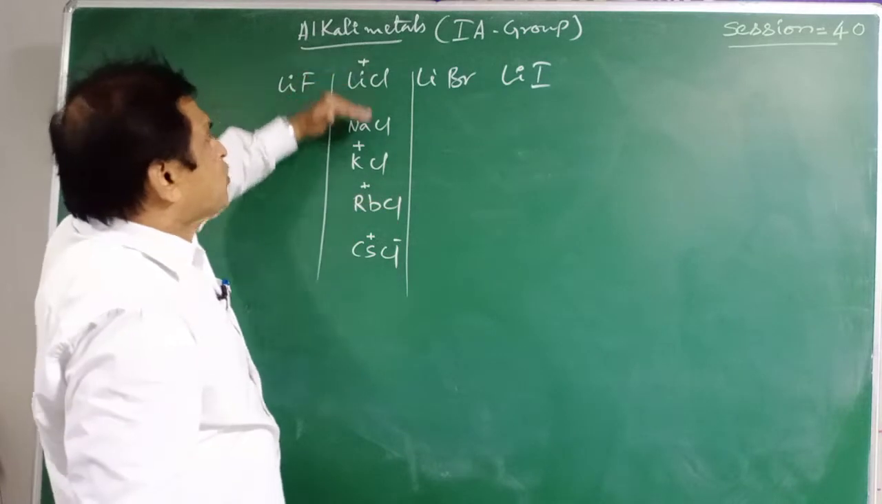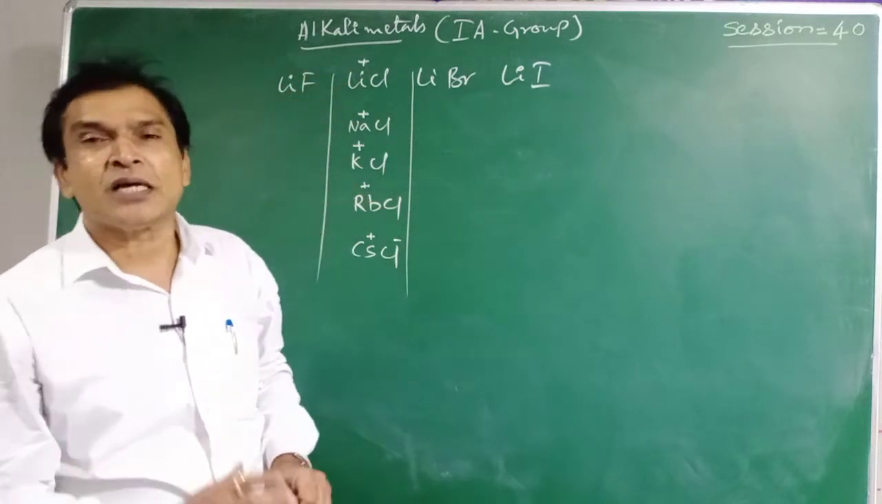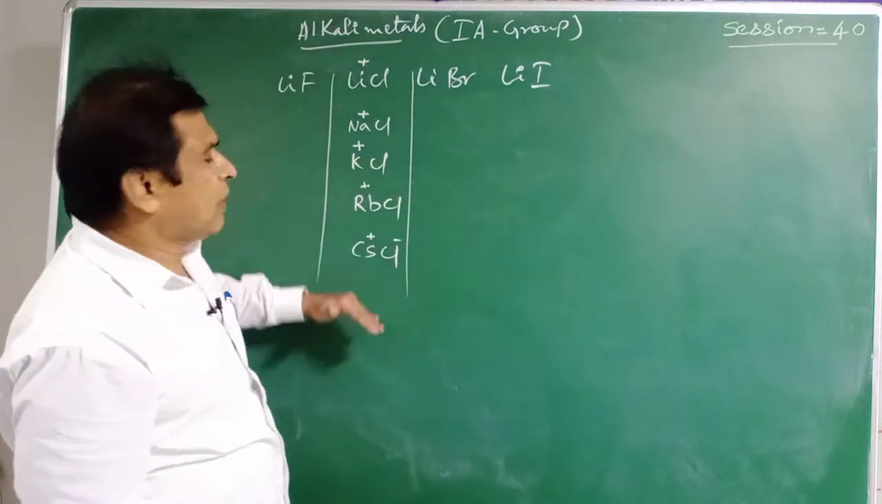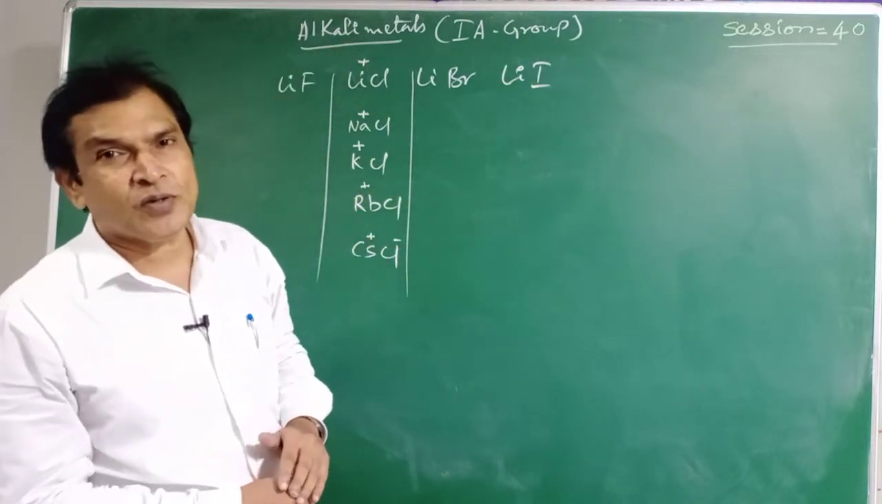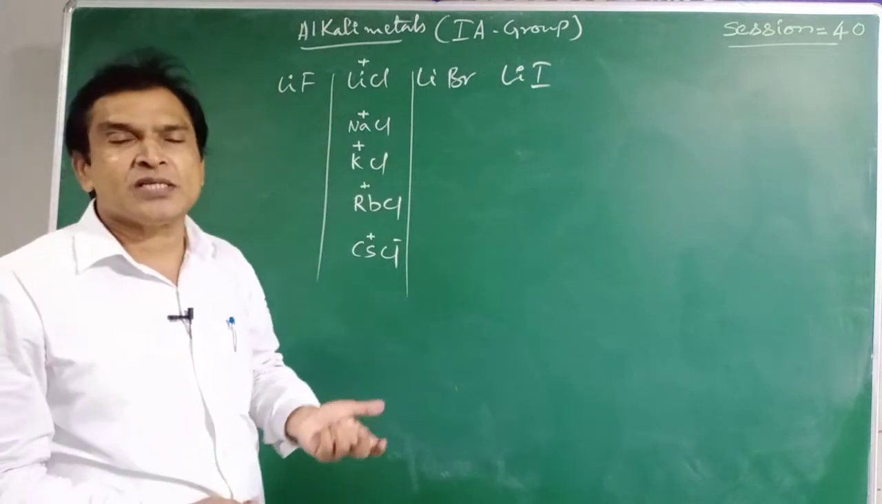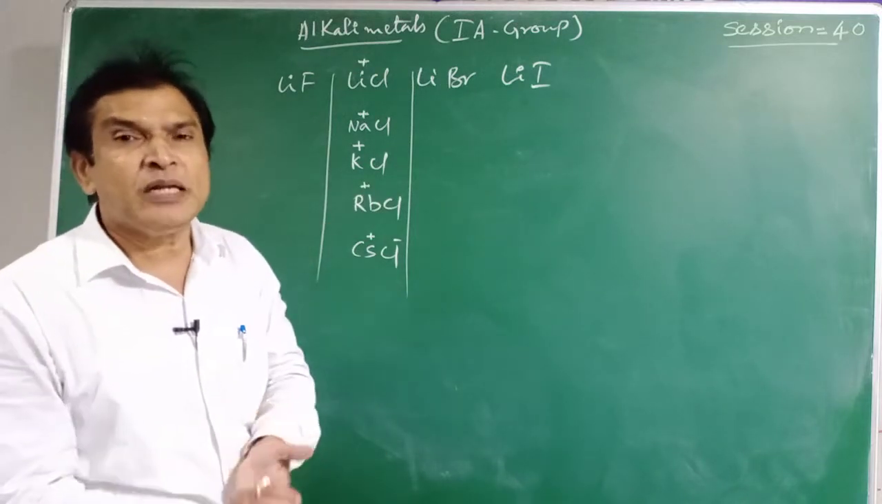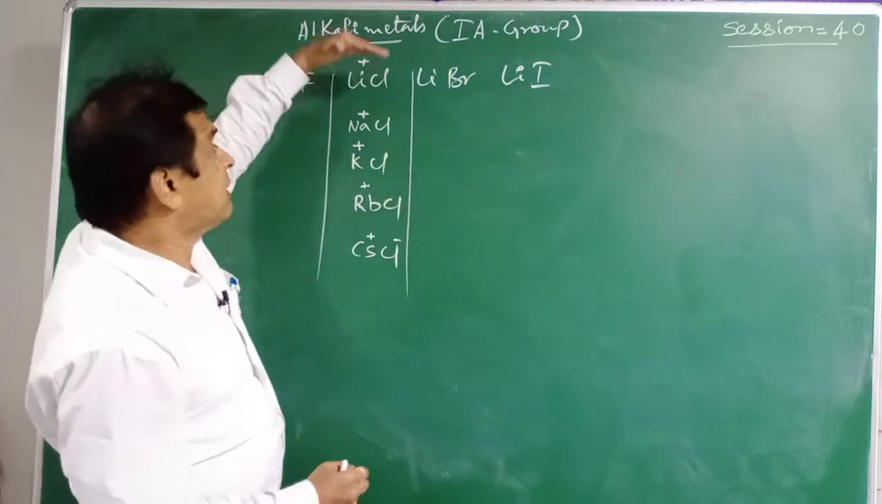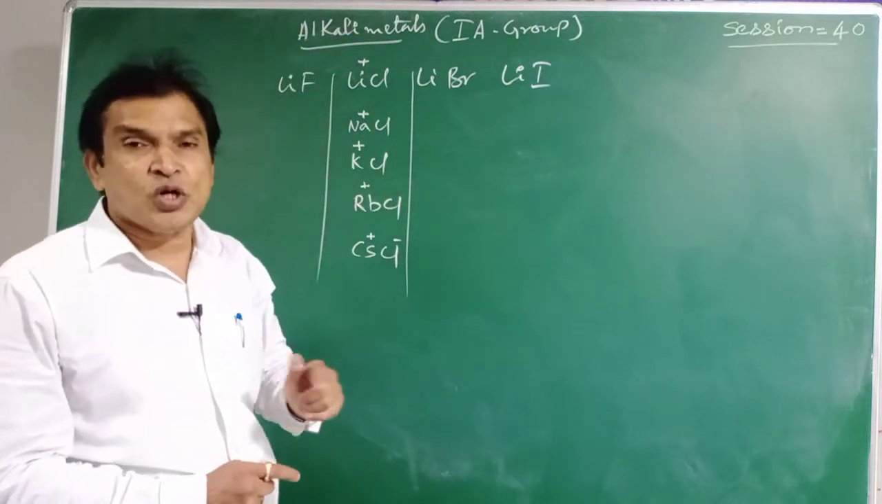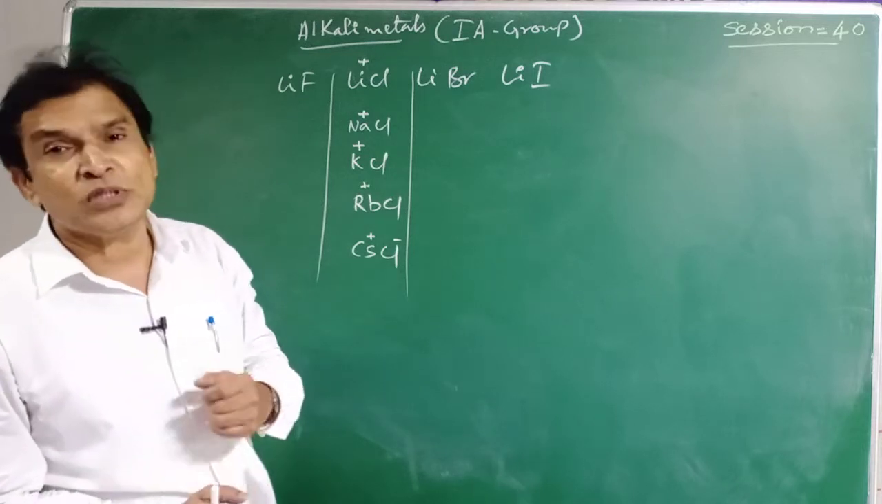Okay, from top to bottom, as the size of the cation increases, the ionic nature of the substance increases. When ionic nature increases, ionic compounds are freely soluble in polar solvents like water. That means the solubility of these halides also increases from top to bottom.